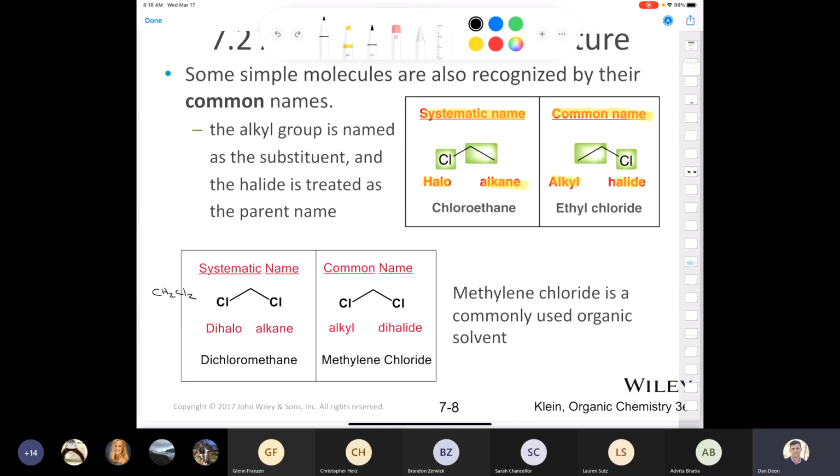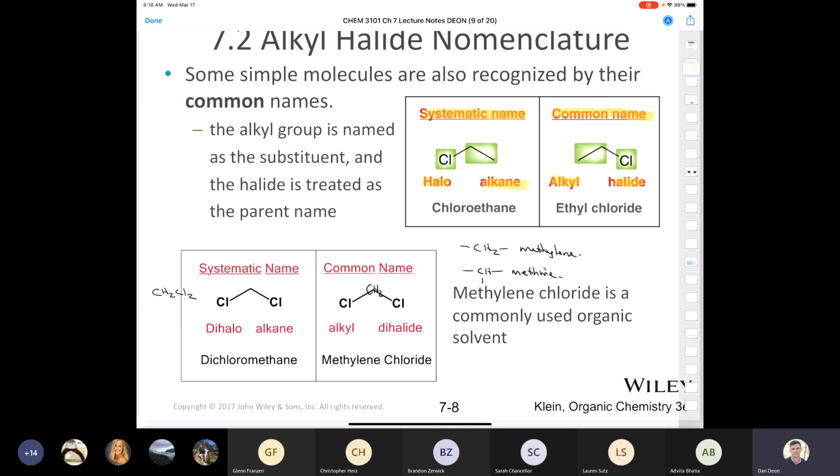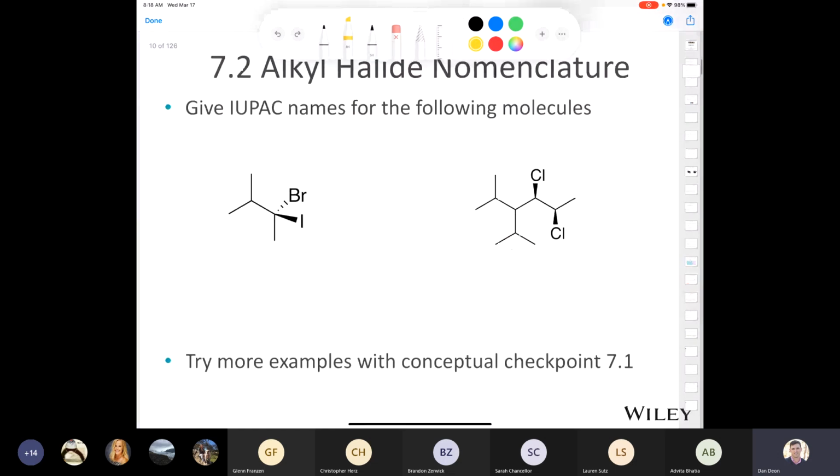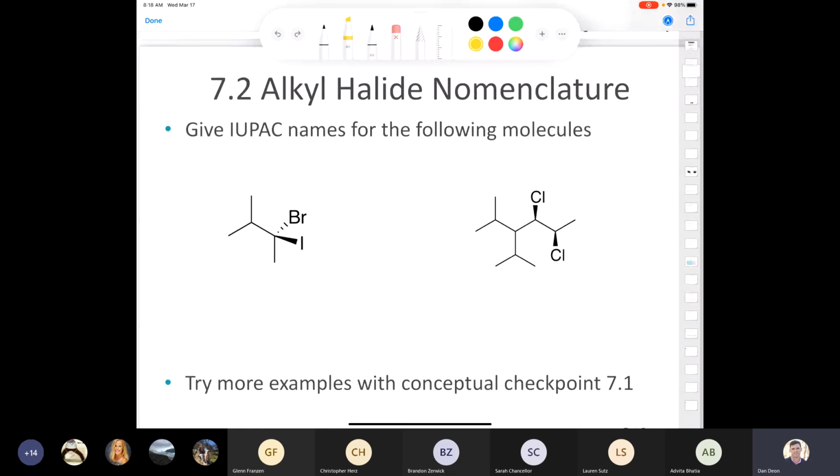But if we name it using a common name, since I told you several times that a CH2 in organic chemistry is called a methylene group, right? If you have a CH2, this is called a methylene. I told you that if you have a CH, this is called a methine. So we would call this methylene, and then we list the halide, which would be methylene chloride. And so dichloromethane is actually a very common solvent to use in the organic chemistry lab, very common. So sometimes we call it dichloromethane, sometimes we call it methylene chloride, depending on the day, I guess. If you want to impress your friends, you just use whichever name you feel like at whatever time.